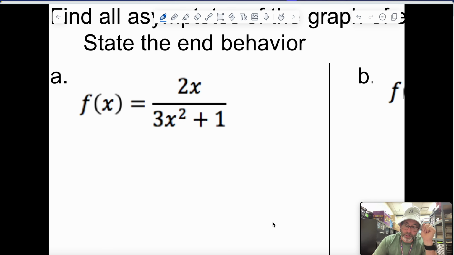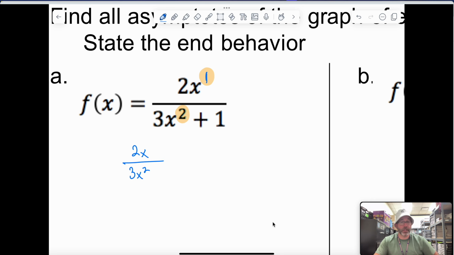We have 2x. Look at the degree here. This degree right here is equal to a 1. This degree right here is equal to a 2. Now we have that situation where the degree on top is actually 1 smaller than the bottom. So we say, all right, we got 2x over 3x squared. We can ignore that 1, because that little 1 is kind of useless in the grand scheme of things. It doesn't really impact anything as x gets really large.